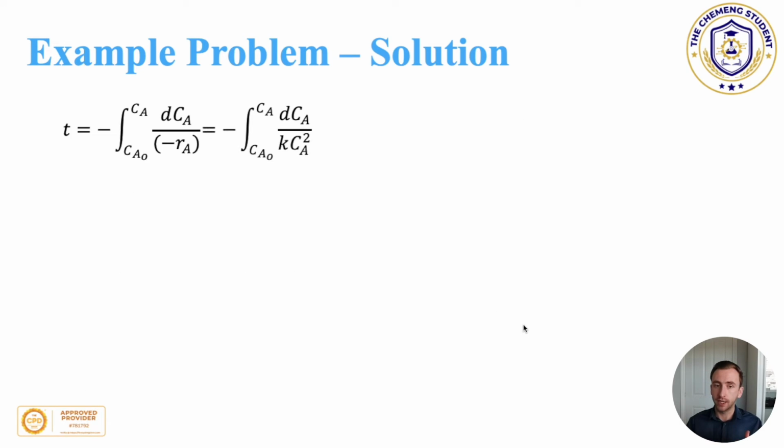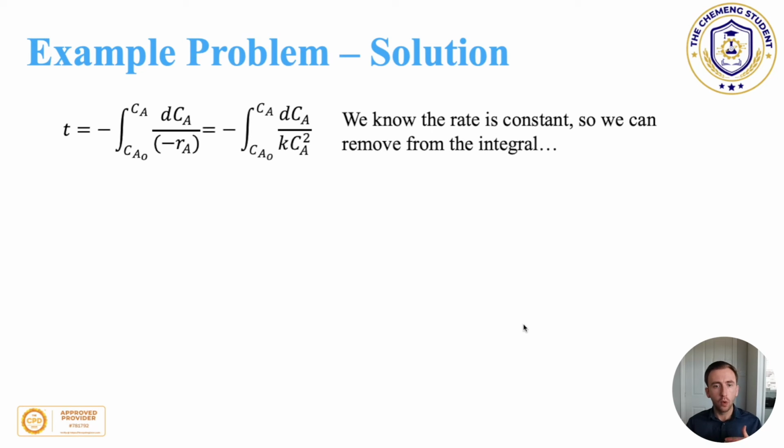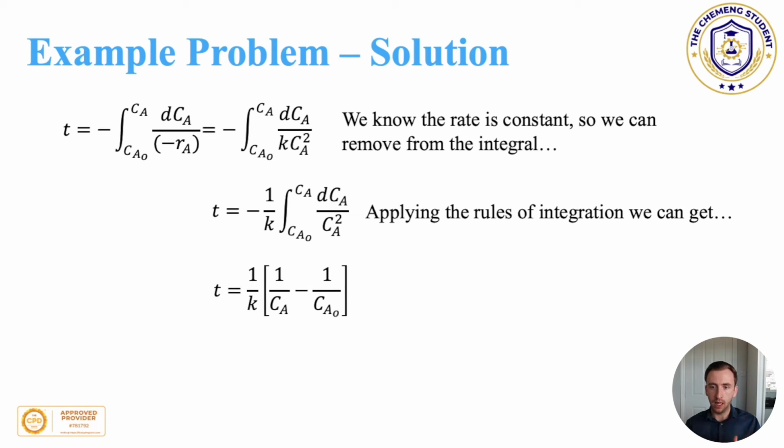So using the trick that we did before, we can substitute in our minus Ra because we know what that is as a function of concentration. And what we can then do is take the rate constant out, because that isn't going to change as the concentration changes. That is a fixed value. That's not going to change. So we can take that out of the integral. If we apply the rules of integration, then we can rearrange, and we get kt is equal to 1 over Ca minus 1 over Ca naught.